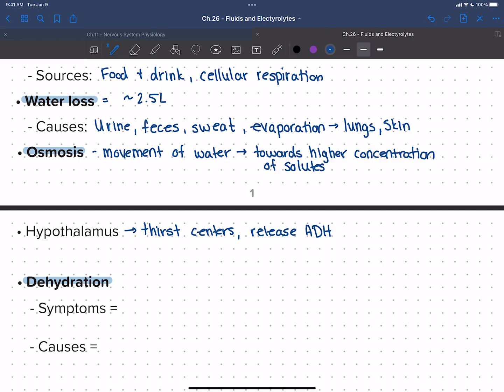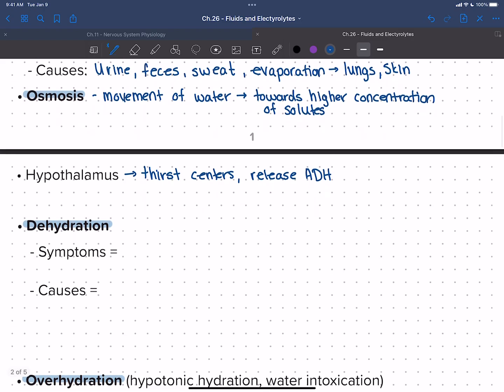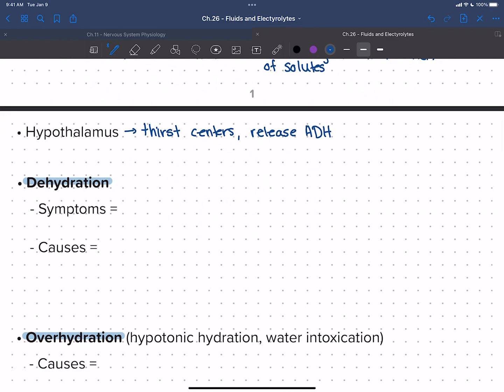So let's talk about kind of imbalances in water in your body. Okay, so the first one would be dehydration. Right, I think we're all familiar with what dehydration is. Kind of simply put, right, this is a loss of water.